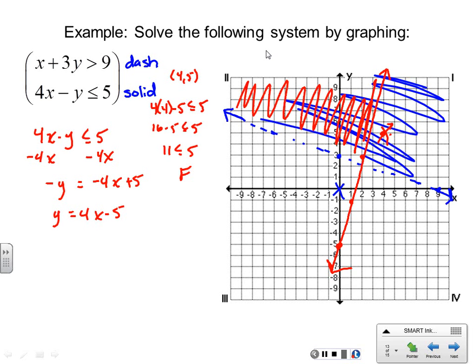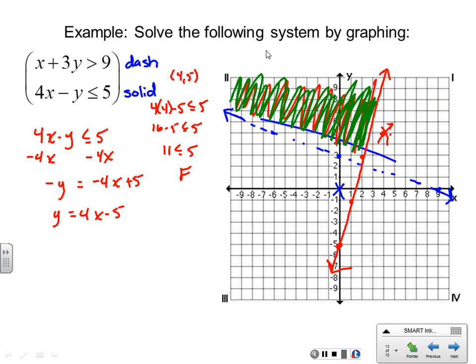And do you see where they overlap? Where they overlap, that is your solution region. So this is your solution. And that's what I'm saying. If you want to use colored pencils, you can. But the green is your solution.